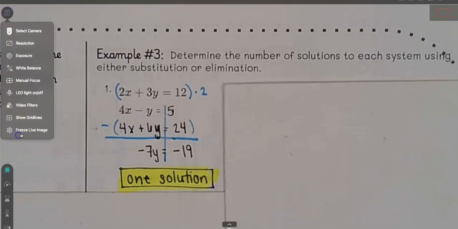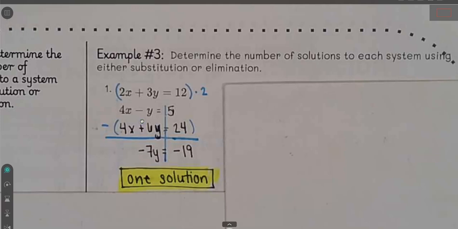All right. Whenever you're ready, please solve number 2. Tell me one solution, no solution, or infinitely many. When you have your answer, please hold up your board.